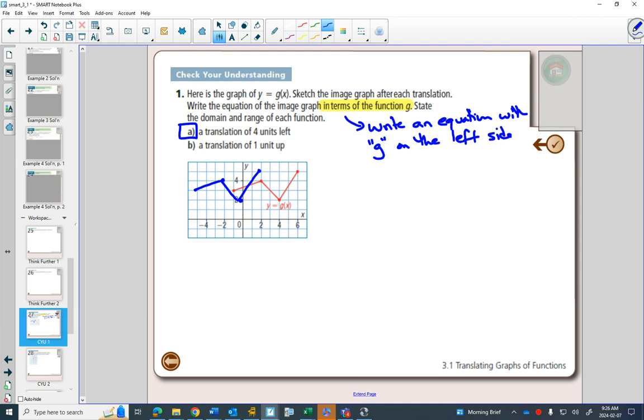this means that you're going to write an equation with g on the left side. So I want to write a new equation. An equation has an equal sign. It has something on both sides. So I write y equals. And the pattern we've been noticing, that if you're moving left and right, that happens inside the function. So writing this in terms of g, what has happened is I've started with g, but I moved it 4 to the left, and I show that by writing an x plus 4 inside of the function.